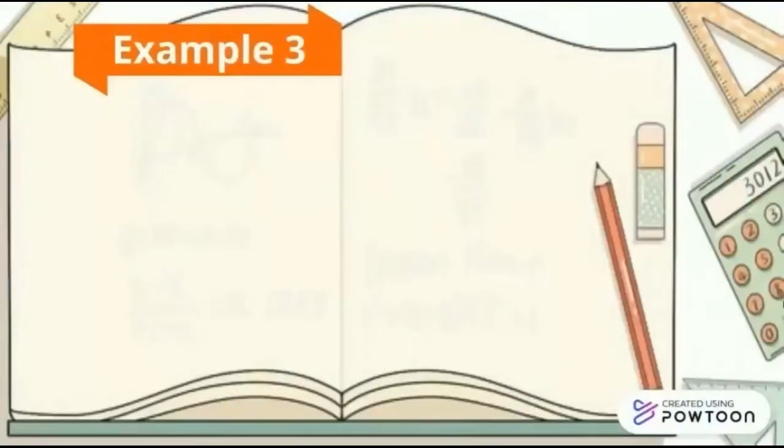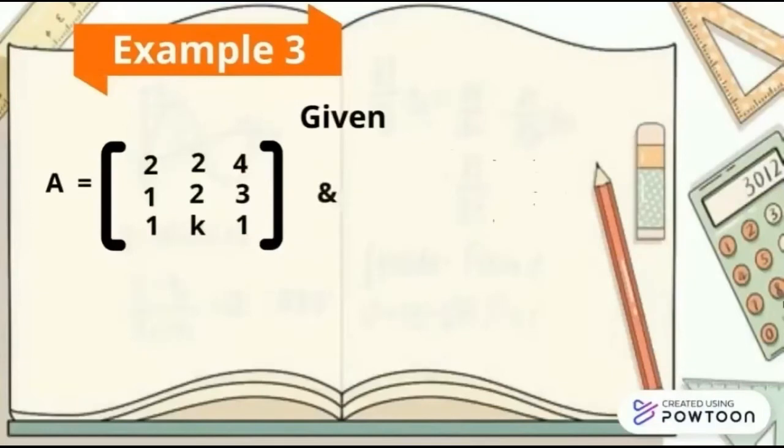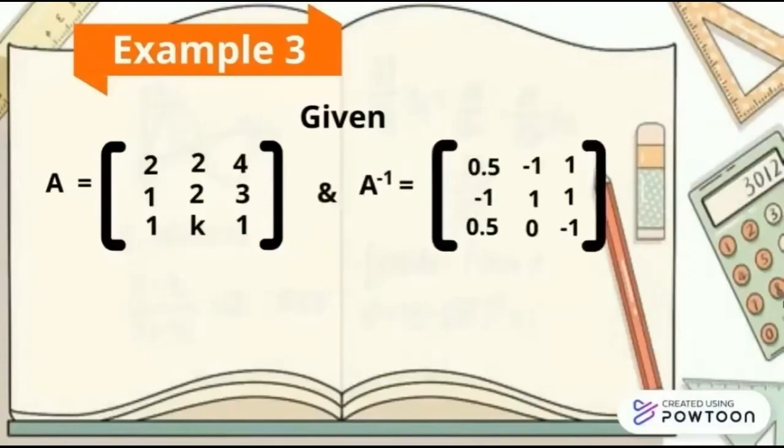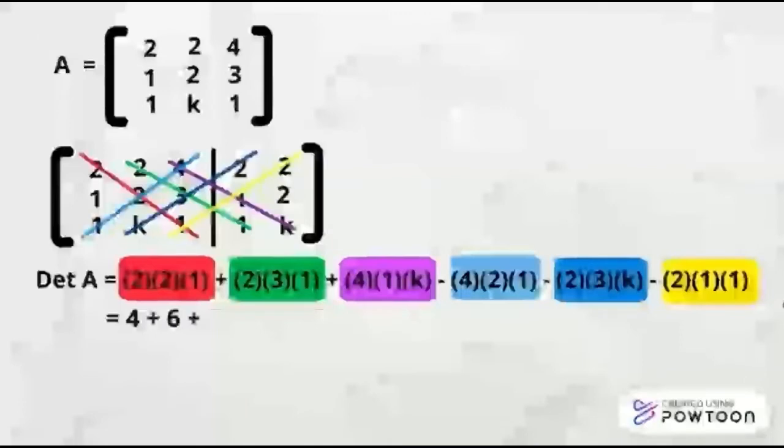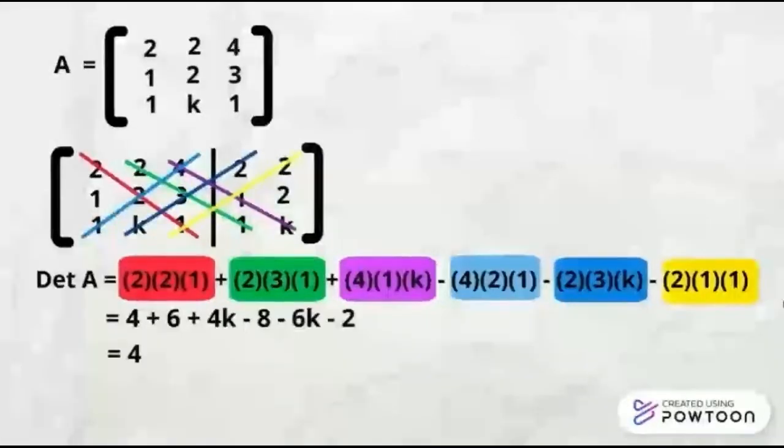Example 3. Given the set of matrix A and the inverse matrix of matrix A, we were asked to find the value of the unknown k shown in the matrix A. Now this is actually no difference in steps of solving, but we have to carry the unknown k to the very last step in order to find its value. First, find the determinant of matrix A as usual. The only difference is the answer of the determinant carries the unknown k instead of getting a real number as an answer.